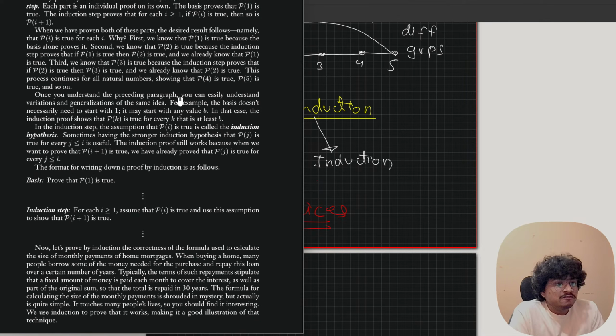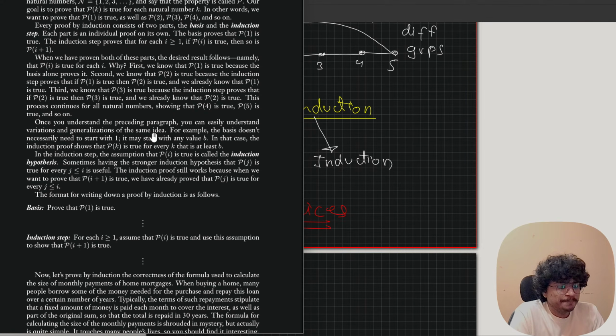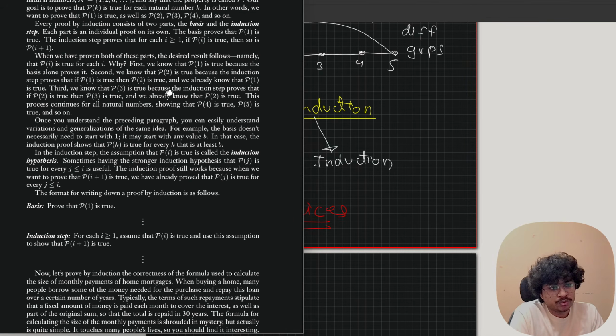When we have proven both of these parts, the desired result follows, namely that P of i is true for each i. Why? First, we know that P of 1 is true because the basis alone proves it. Second, we know that P of 2 is true because the induction step proves that if P of 1 is true, then P of 2 is true, and we already know that P of 1 is true. Third, we know that P of 3 is true because the induction step proves that if P of 2 is true, then P of 3 is true, and we already know P of 2 is true. This process continues for all natural numbers, showing P of 4 is true, P of 5 is true, and so on.